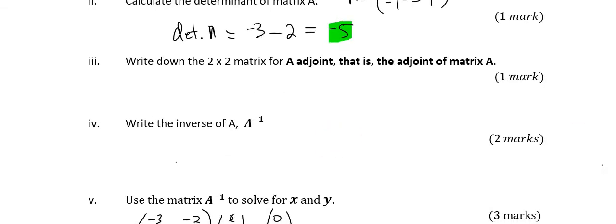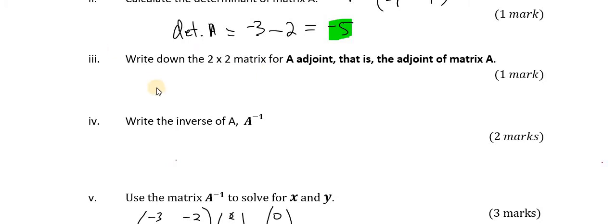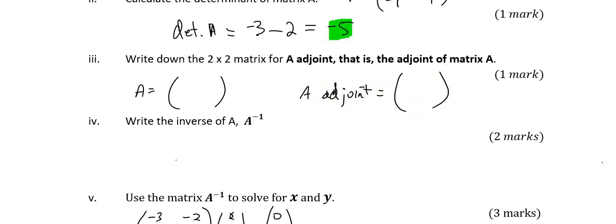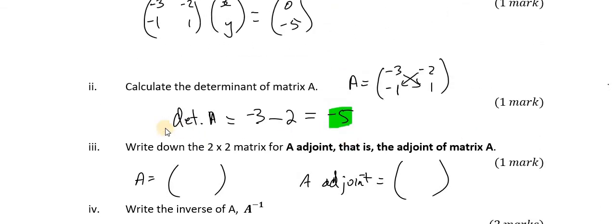Next, we want to find the adjoint of matrix A. So again, let's write what matrix A is, and then we can write A adjoint afterwards. Matrix A is the matrix with the components -3, -2, -1, 1. So A adjoint, what do we do with A adjoint? See these two entries, what are we going to do with them? We're going to switch them. So 1 should be here and -3 to be here.